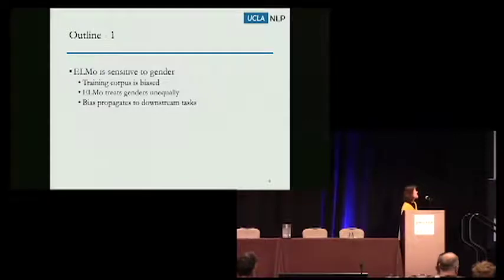Next, I will talk about the first section of our work. We'll show that ELMo is sensitive to gender. We'll show that the training corpus for ELMo is biased, and ELMo will treat different genders unequally. And also, the bias in ELMo will propagate to the downstream task.